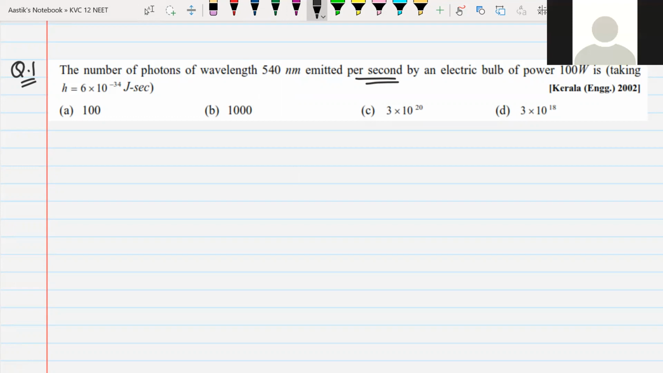This is a question from one of the previous year's papers. Are we up for it? Are we ready for it? Yes, sir. Let's see who gets me this one.